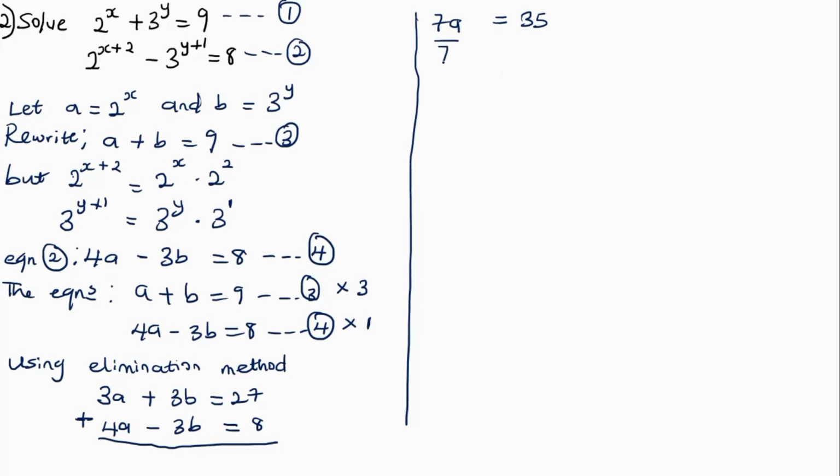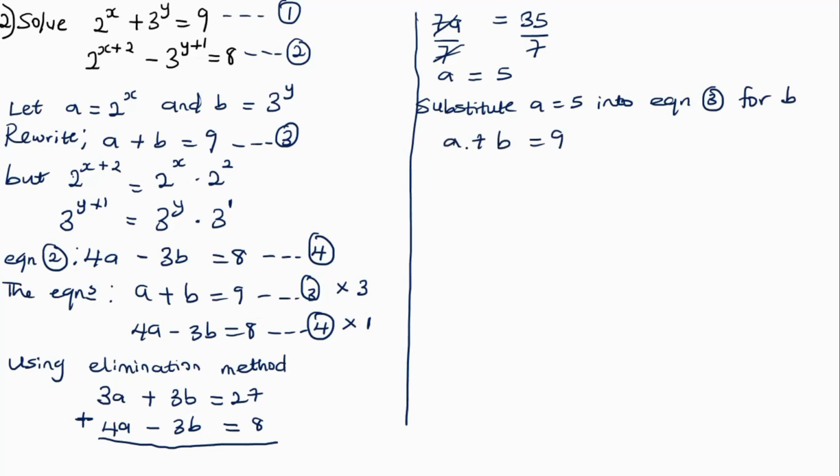So divide both sides by 7. We have a is equal to 5. So already I have a equals 5. The next thing we want to do is to simply substitute a equals 5 into equation 3 for b. So if we do that right here, we have equation 3 to be a plus b equals 9, and a is equal to 5, so we have 5 plus b is equal to 9. So b is equal to 9 minus 5, and b is equal to 4.